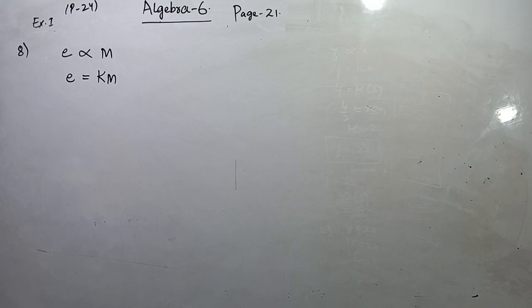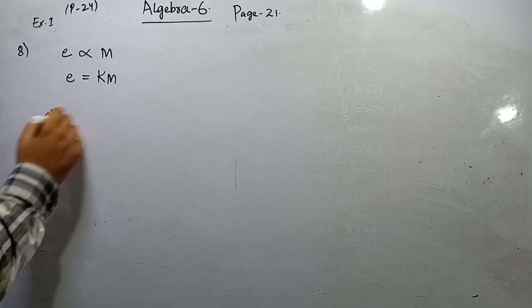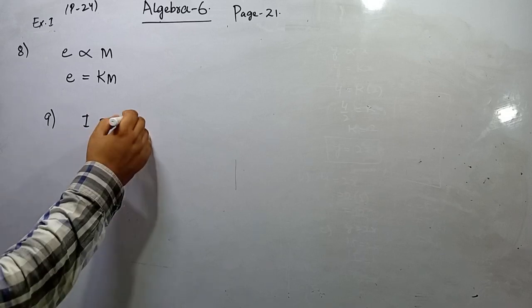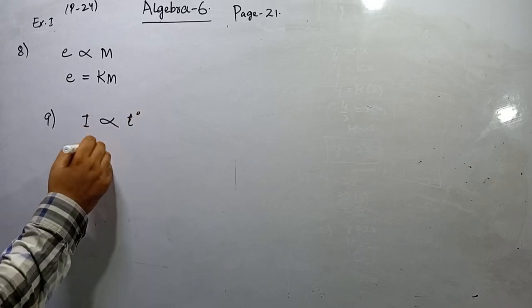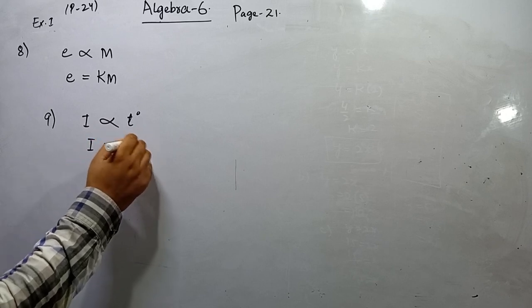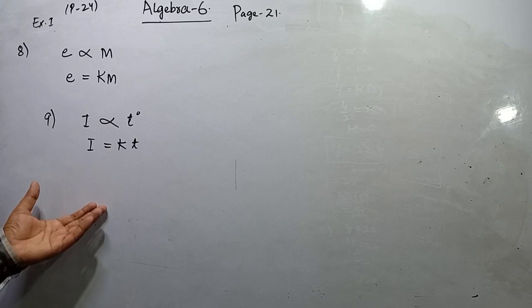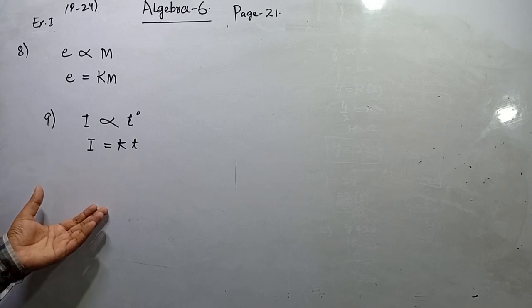An ice cream seller discovers that on a particular day the number of sales, that's I, is directly proportional to the temperature. So in question number 9, I is directly proportional to the temperature, that's small t degree. So we can write I is equal to kT. Then there are the values. The values are 1500 and the temperature is 20. You will get there the formula and you can easily calculate this.